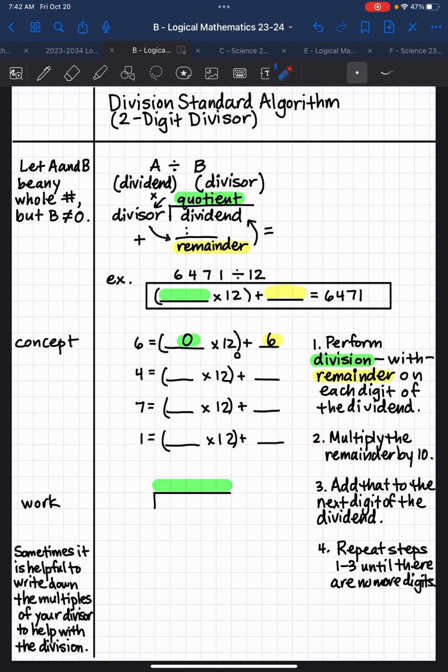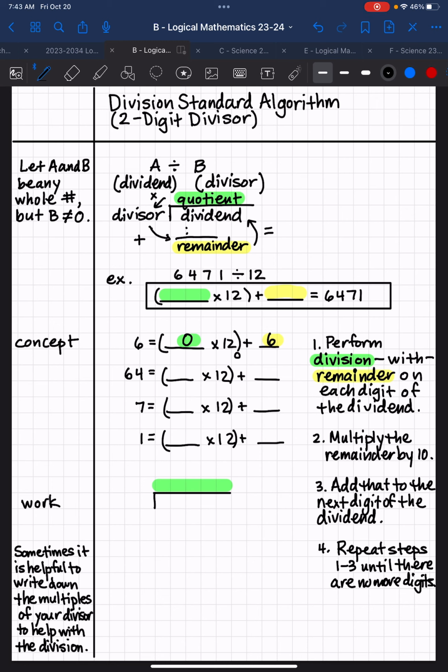It says add that. What did we say that was? That was 60, because 6 times 10 is 60. So add 60 to the next digit of the dividend. Well, the next digit of the dividend is 4. If I add 60 to 4, I get 64. Essentially, when we're multiplying that remainder by 10, it's going to get one place bigger. So that 6 is going to go in front of the 4. So we have 64.